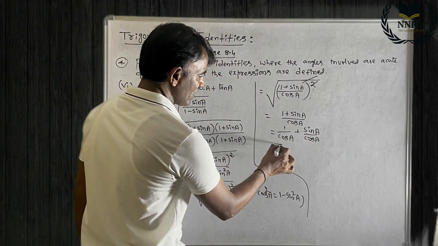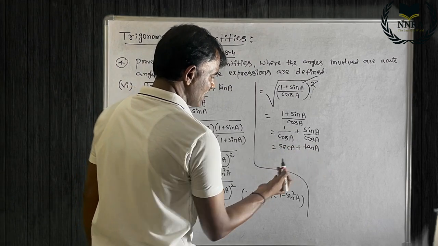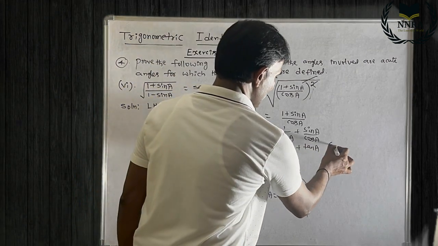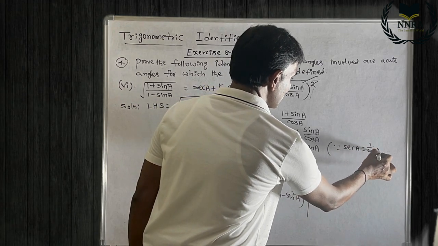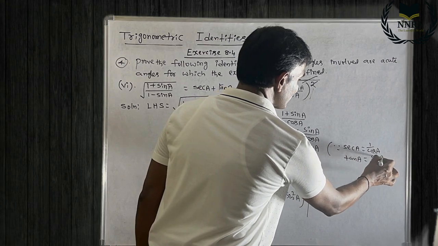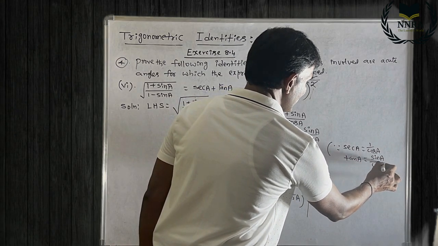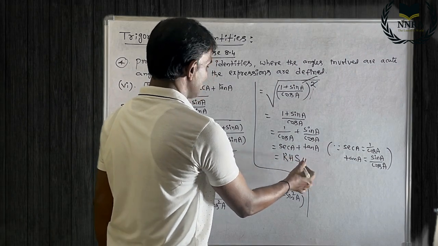1 by cos A can be written as secant A. Sin A by cos A can be written as tan A. So if you want, just write here secant A equal to 1 by cos A. And tan A equal to what is that? Sin A divided by cos A. Clear? Now this is equal to the right hand side value. That is the answer.